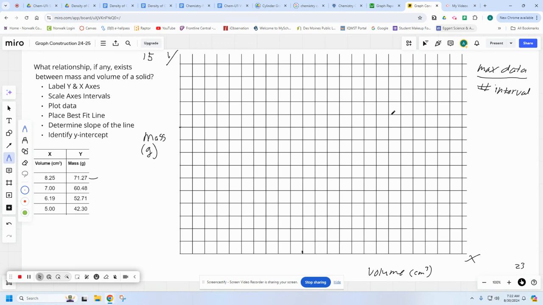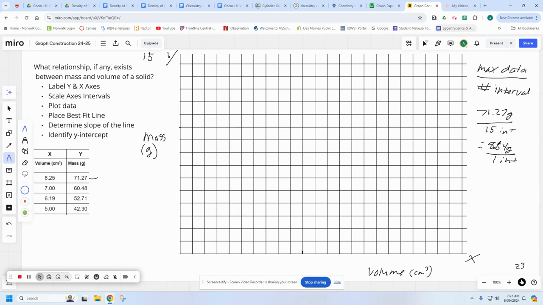So for example, on the y-axis, mass, my max data is 71.27 grams. And I'm going to divide that by the number of intervals, and it was 15. When I divide that out, I get a number that's 8.64. And what that means is that every interval can be worth 8.64 grams for every one interval.